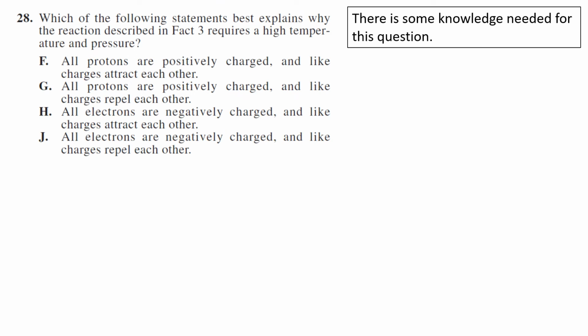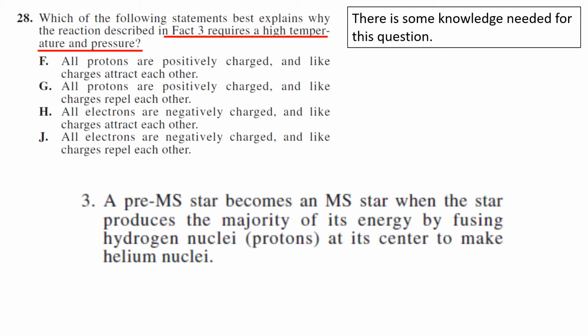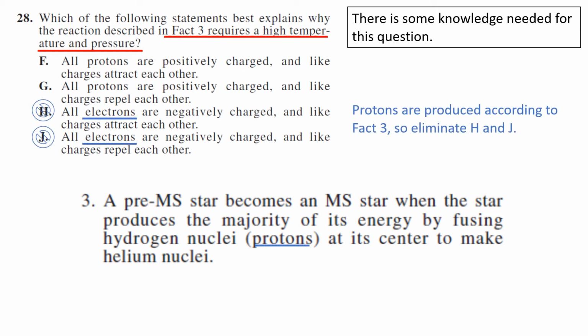Question number 28, there's a little bit of knowledge needed for this question. Which of the following statements best explains why the reaction described in fact 3 requires high temperature and pressure? So you're going to have to think a bit. So fact 3, put your finger on it, find it. Pre-MS star becomes an MS star when the star produces the majority of its energy by fusing hydrogen nuclei, protons, at its center to make helium nuclei. Let's go ahead and eliminate choice H and J, because H and J say electrons. Protons are produced according to fact 3, so easy elimination. So if nothing else, you get rid of those two.